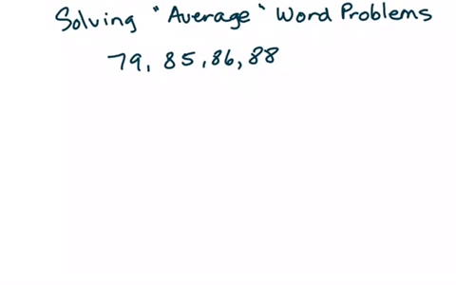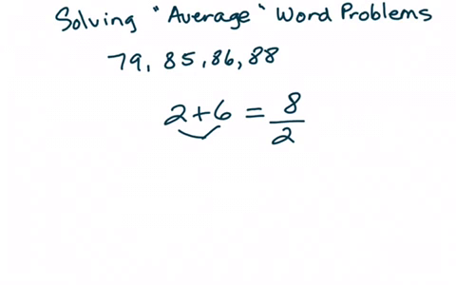Many times you are going to be asked to solve word problems involving averages. You might remember from elementary school that to find the average of two numbers, you add them together and then you divide by the number of numbers. So if I want to find the average of a 2 and a 6, I add them together and I divide by 2. So the average is 4. It's not 2 or 6, it's actually 4.